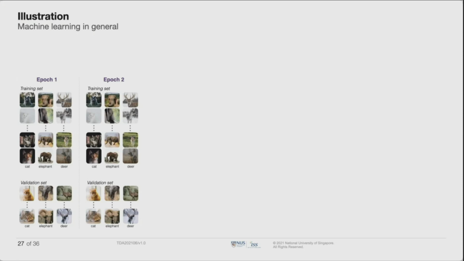Do take note, in machine learning, the training sets never change. The same applies to validation sets. And we keep repeating the process. The epoch continues until we have a satisfactory model. Do take note that throughout all the epochs, the model is trained and validated on the same task. The task is to classify images of cat, elephant, and deer. There is no change in task.